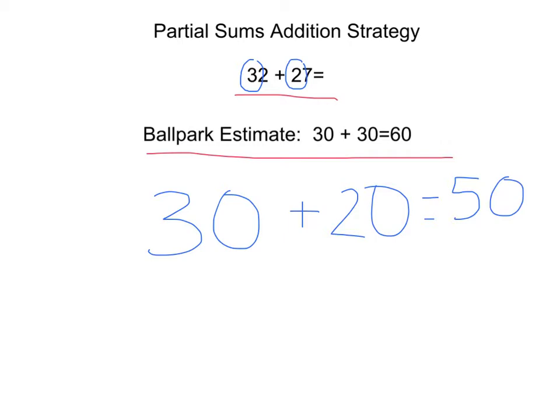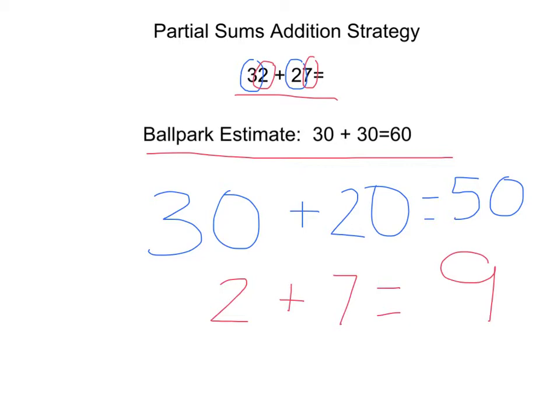So 30 plus 20 equals, let's see, 3 plus 2 is 5, add the 0, so 30 plus 20 is 50. Now I need to do my 1 spot. So in 32 I have a 2, and because it's in the 1 spot, it just means 2. In 27 I have a 7 in the 1 spot, and that 7 again just means 7. So 2 plus 7 is 9. Now I have two sums. I've broken my problem into two parts. I did the 10s and I did the 1s.